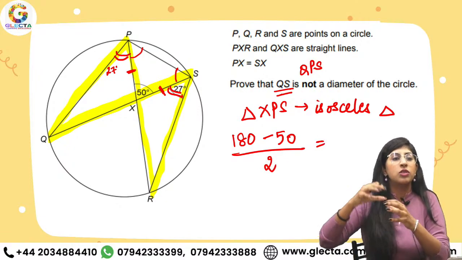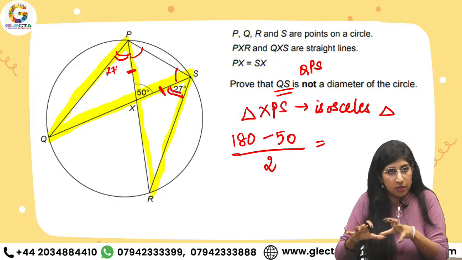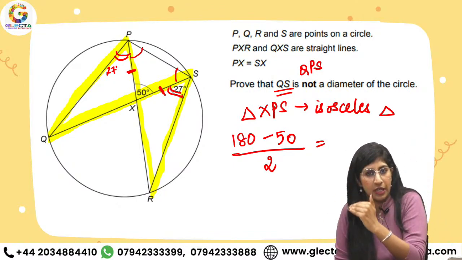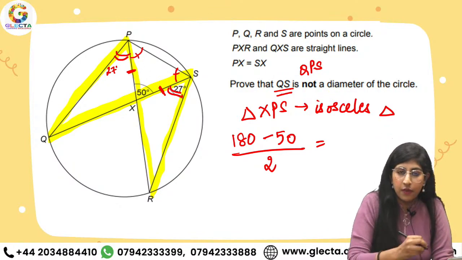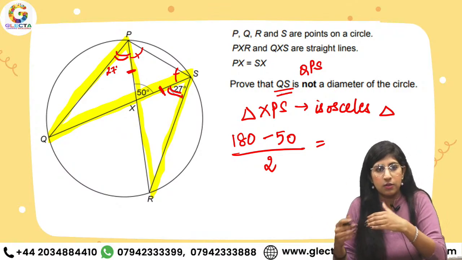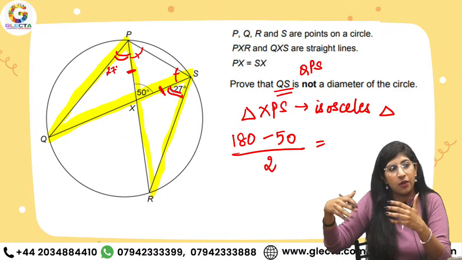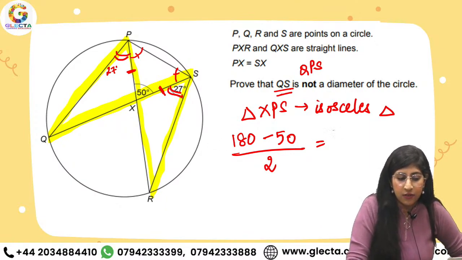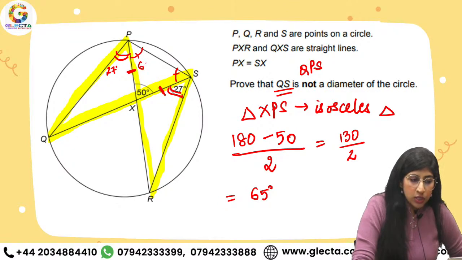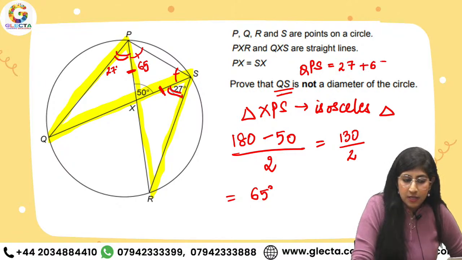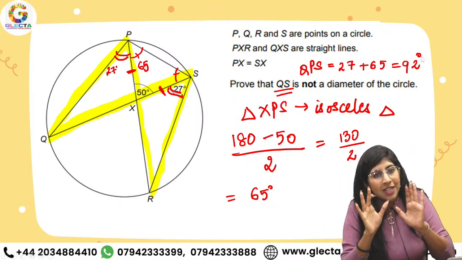Whenever we have to figure out the missing angle of an isosceles triangle, we do 180 take away the given angle, divided by 2. Why divided by 2? Because these angles are equal, so you're adding it twice. So 180 take away 50 is 130. 130 divided by 2 comes out to be 65 degrees. So what is the total angle QPS? 27 plus 65, which comes out to be 92 degrees, not 90. That's all I needed.